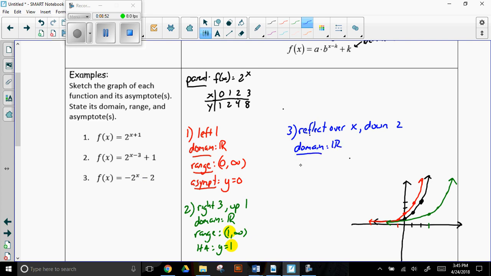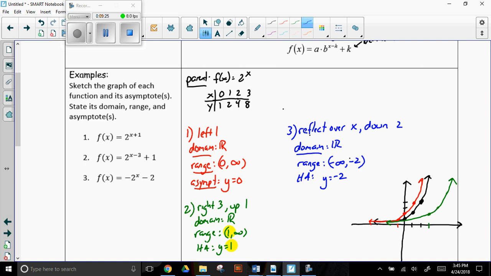It's all reals. It does affect our range and our HA though. And so if I start at 0 to infinity on the previous page, that's what every parent function starts with. If I flip that over the x-axis, it now goes from negative infinity to 0. And then if I shift it down 2, I shift it from 0 to negative 2. So my range here is negative infinity to negative 2. My asymptote follows that, and I shift my original asymptote down 2 spots, so y equals negative 2.